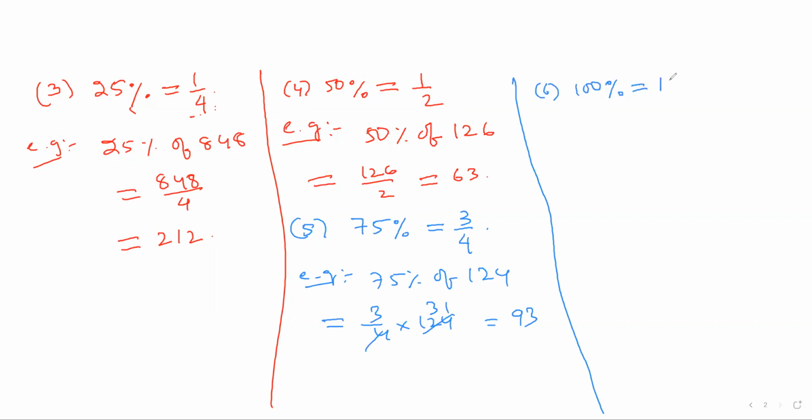100% is equal to 1. Example: 100% of 123 is nothing but 123 itself.